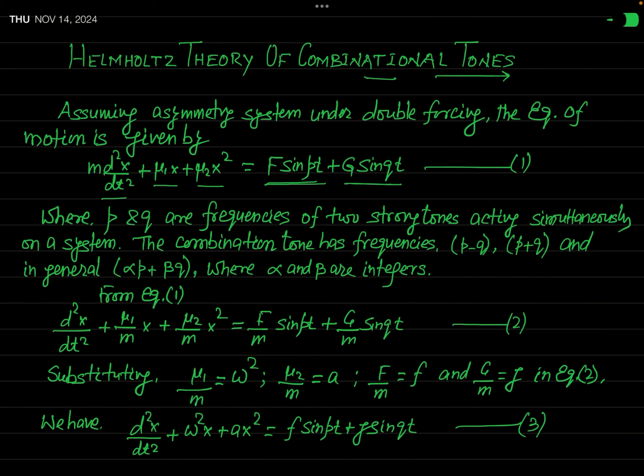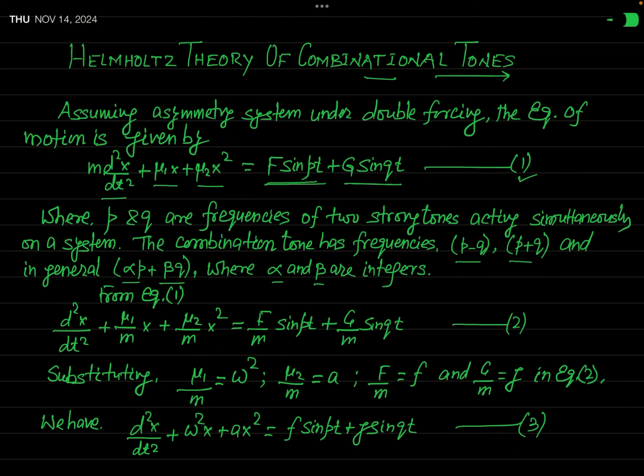Now you have seen the strongest combination tone has frequencies either P minus Q or P plus Q, or P plus 2Q, P plus 3Q, P minus 2Q, and so on. So in general you can say that the combination tone has frequencies alpha P plus beta Q, where alpha and beta are integers that may be positive or negative.